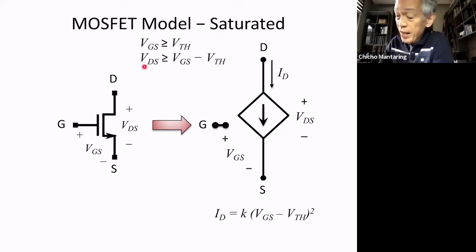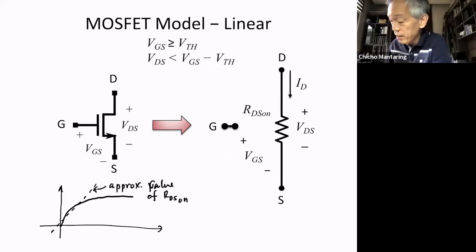That happens when VDS is greater than or equal to VGS minus VTH. It's a controlled current source, and your current is just a constant K multiplied by (VGS minus VTH) squared. By the way, here I did not include it, but your current ID in the linear region is 2K[(VGS minus VTH) minus 1/2 VDS] multiplied by VDS.